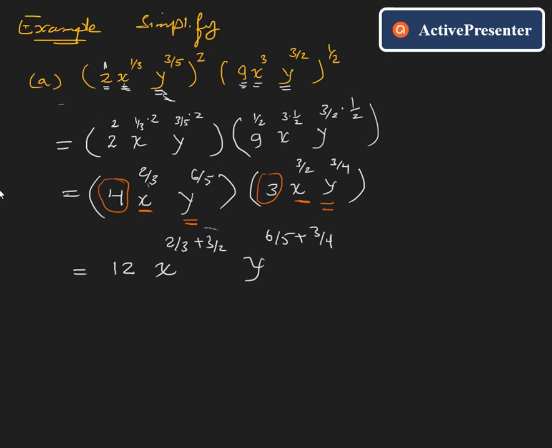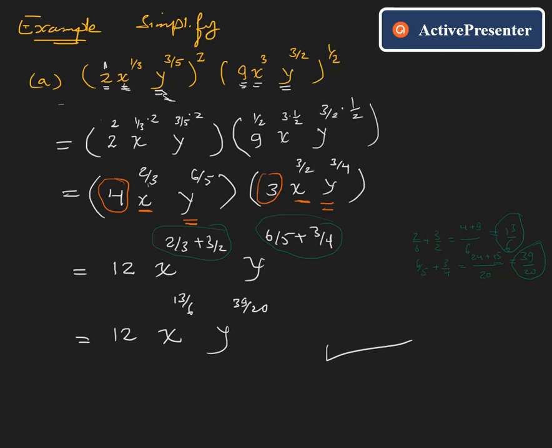Now if you add these fractions together and these fractions together aside, you will find the answer to be 13 over 6 and 39 over 20 respectively. Completing our job here, it should be 12x to the power 13 over 6 multiplied in y to the power 39 over 20, and we are done.